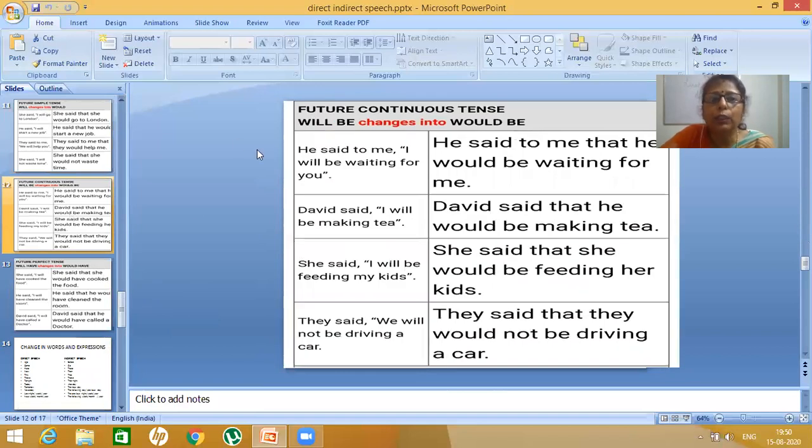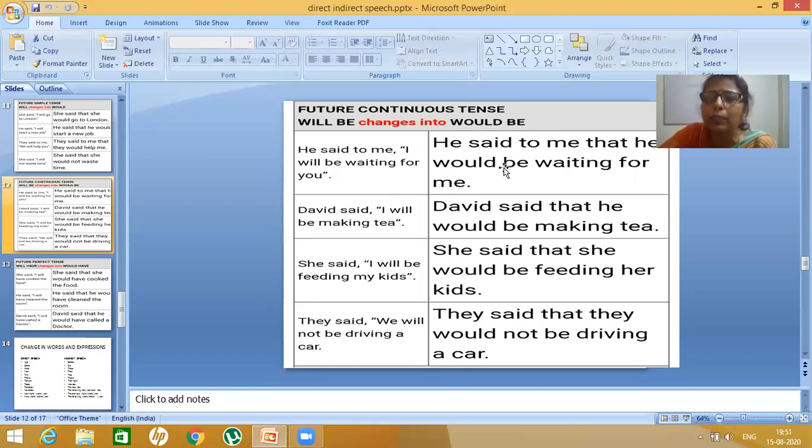In future continuous tense, when you are writing, you will always write will be. I will be waiting. I will be making. I will be feeding. This is future continuous tense. So he said to me, "I will be waiting for you." This will change to would be. This is what you have to remember.